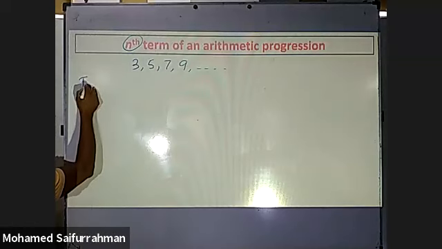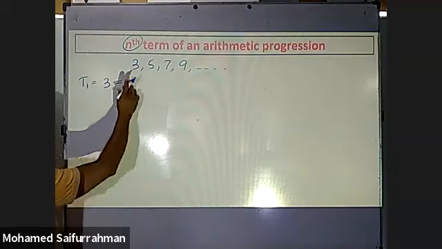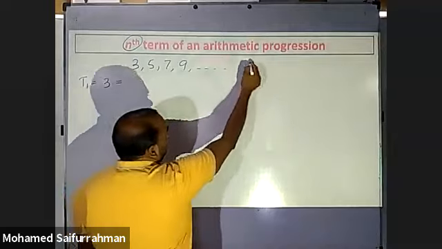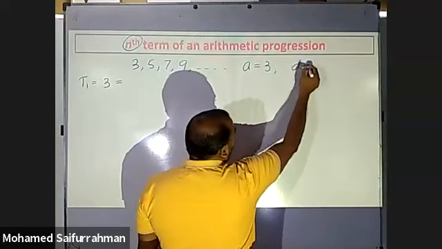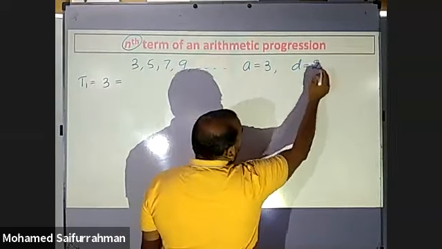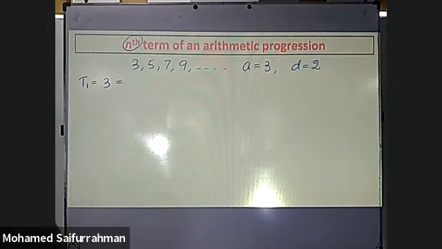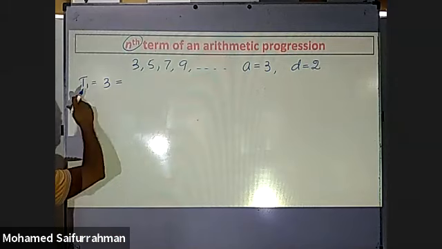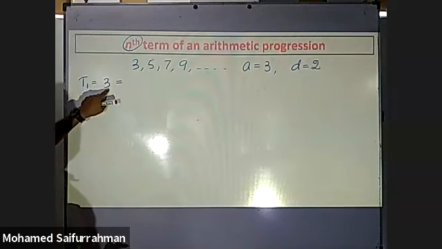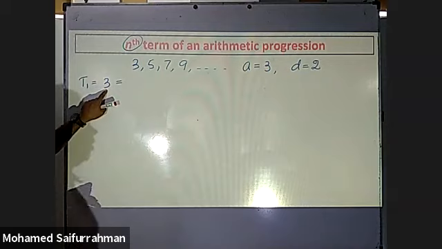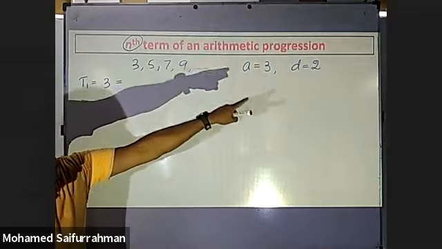Here the first term T1 is 3. So actually in this arithmetic progression A is 3 and what is D? 5 minus 3, 9 minus 7, that is 2. So A equal 3, D equal 2. The first term is 3. I am going to express each term in terms of A and D.